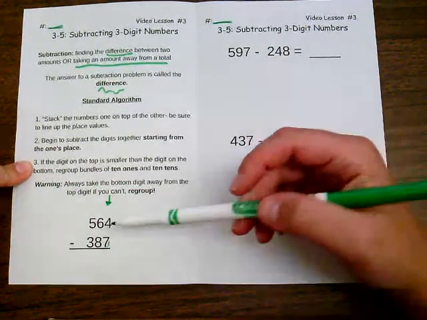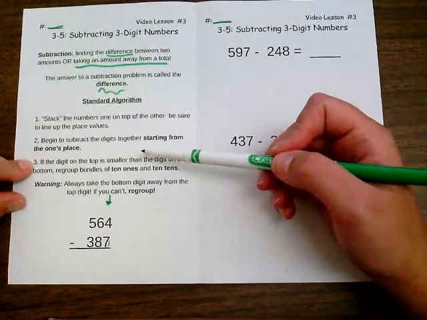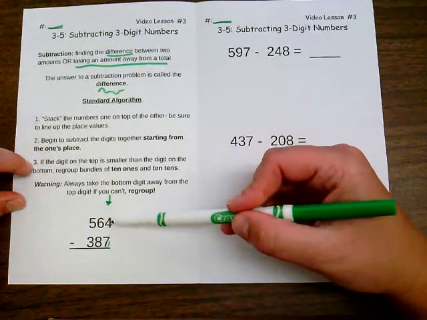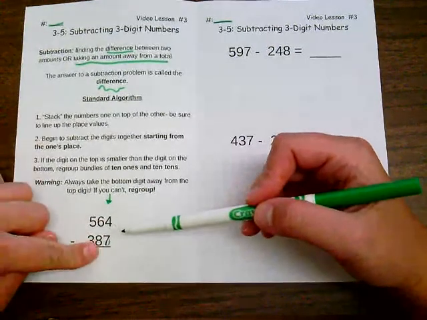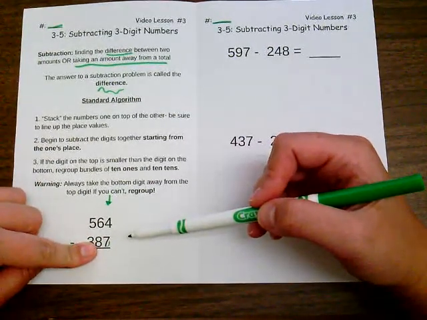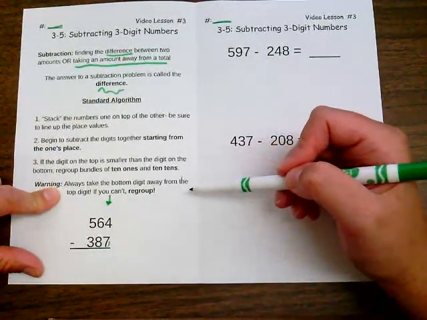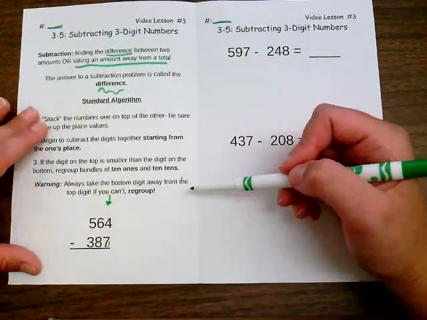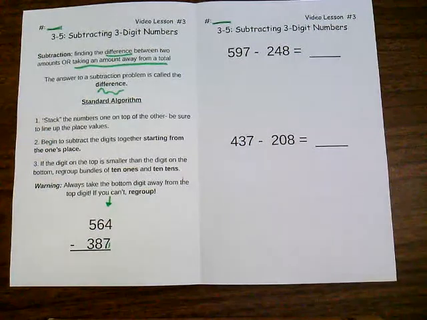We have to remember that if the top digit is smaller, then we've got to regroup because in this problem, our top number is what we have, and then we're taking away that bottom number. So warning, always take the bottom digit away from the top. And if we can't, we'll need to regroup. And I'm going to talk about what I mean by regrouping in just a moment.